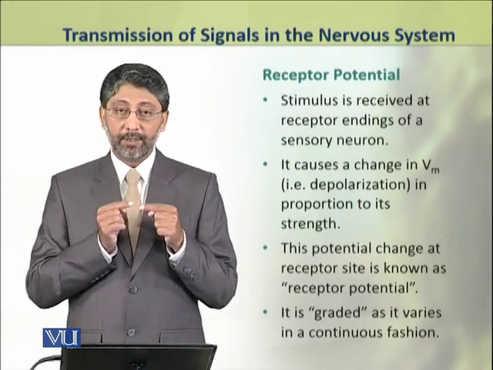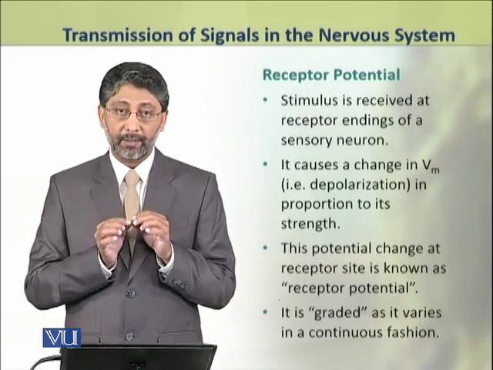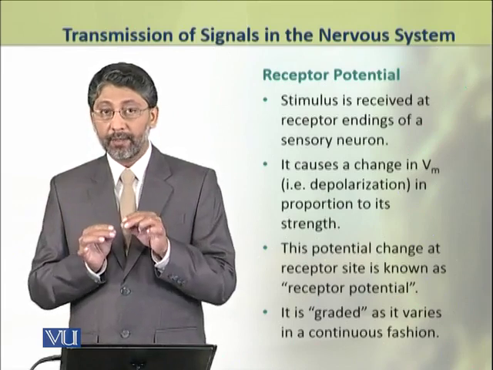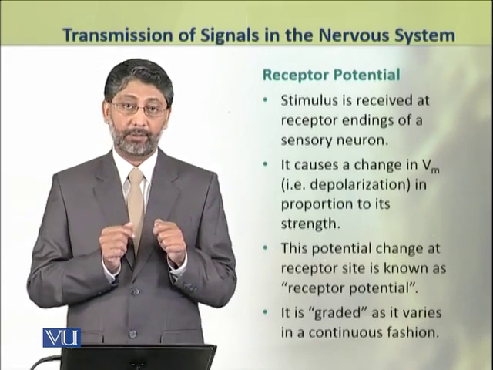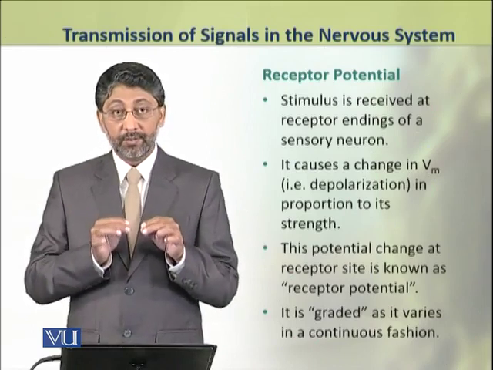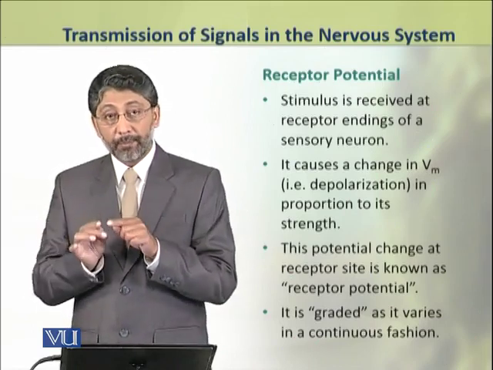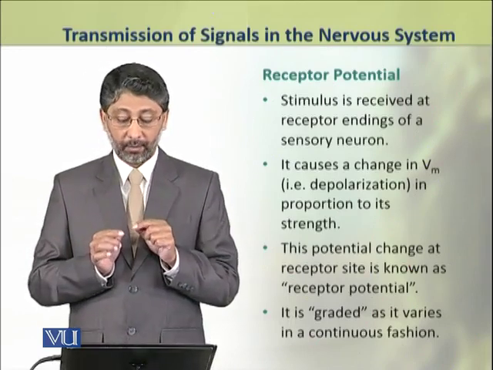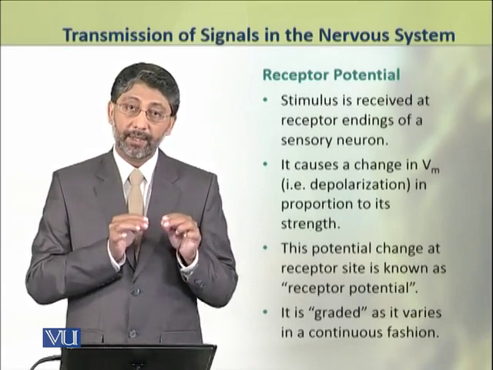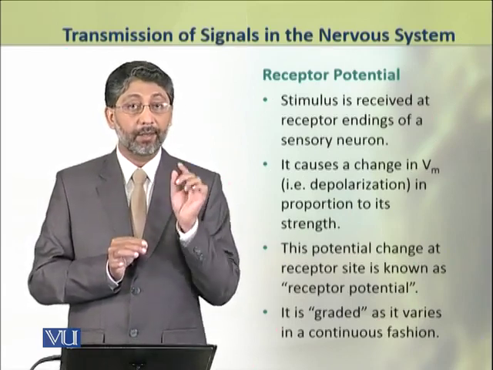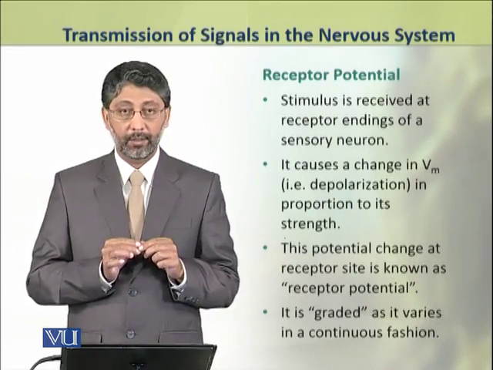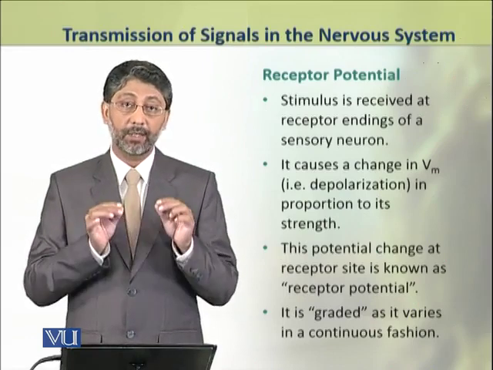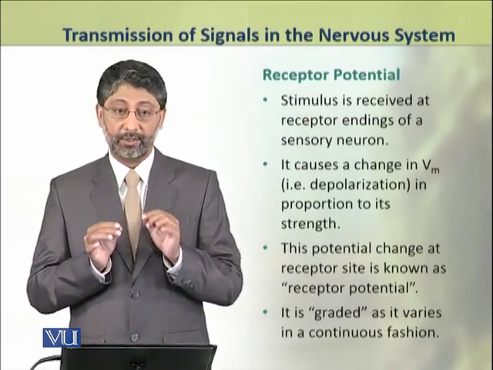When a stimulus is received at the receptor endings of a sensory neuron, a depolarization, that is a change in membrane potential, occurs. This change happens in proportion to the strength of the stimulus. This potential change at the receptor site is known as receptor potential. This receptor potential is a graded potential because it varies in a continuous fashion.